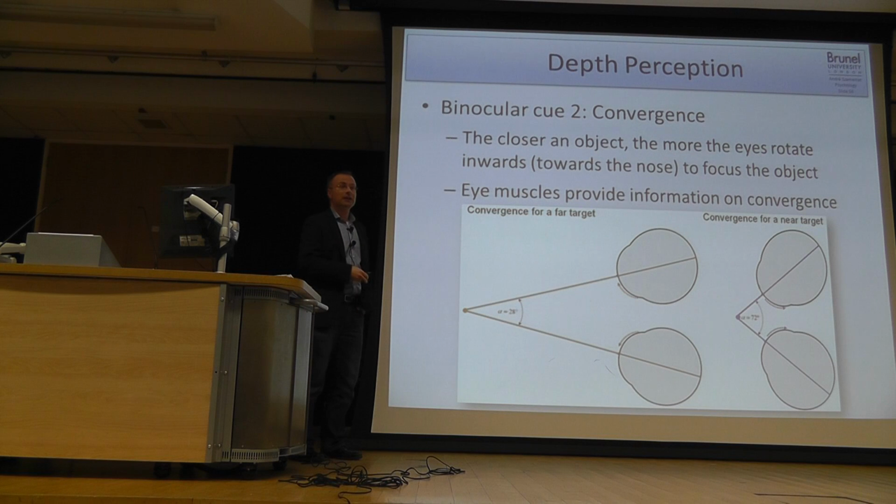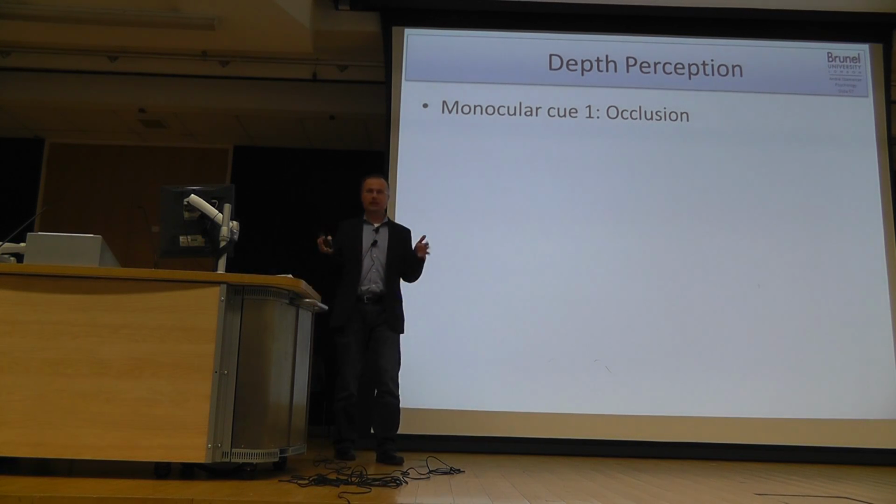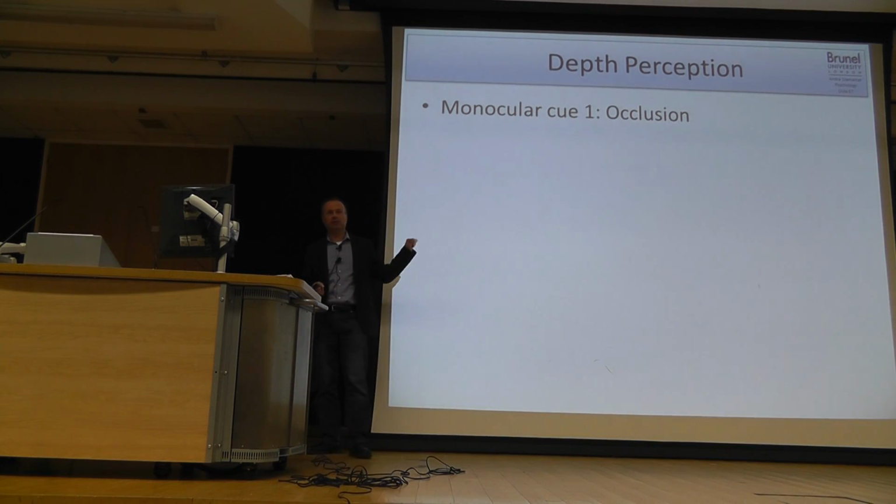So convergence is the information of how our eyes are oriented. And that information comes from the muscles controlling the eyes. And we use that information to infer the distance of an object we focus on. Okay, so these are the binocular cues. We need both eyes to use that information. Now we discuss three cues where it is sufficient to have one eye to gather information about depth.